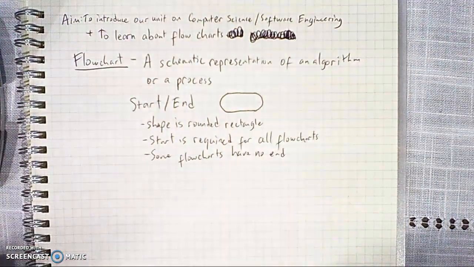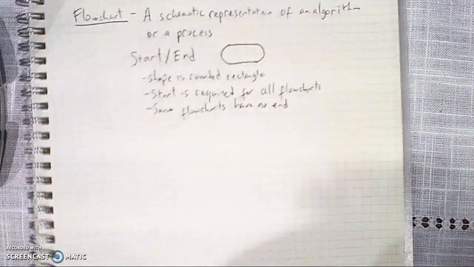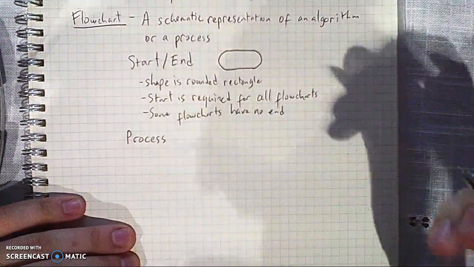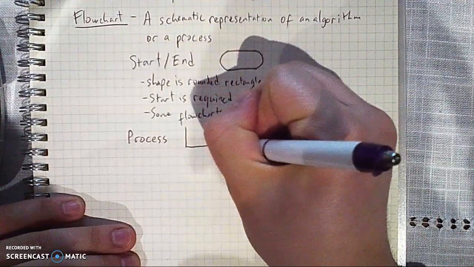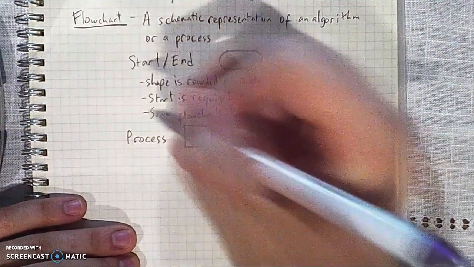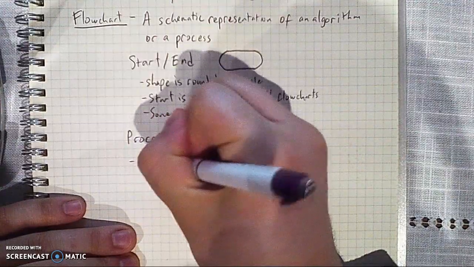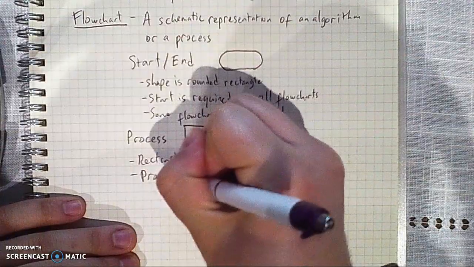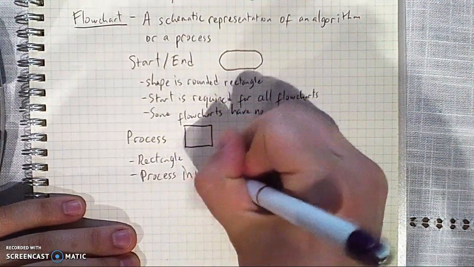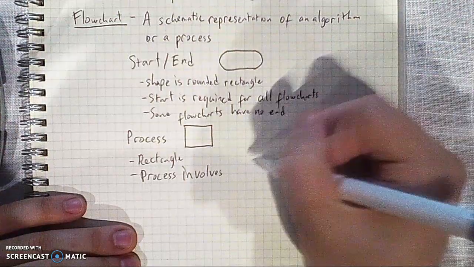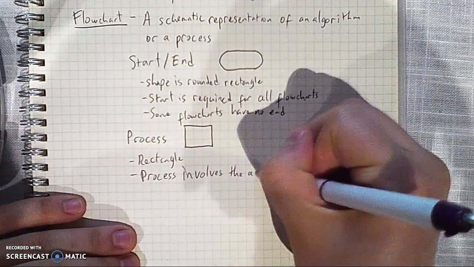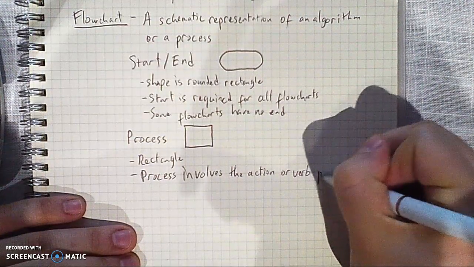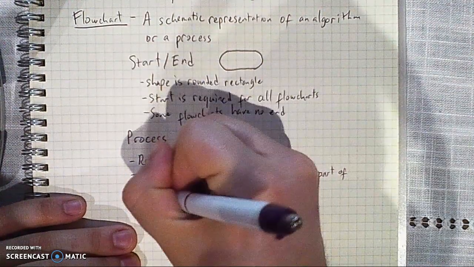The next part of a flowchart is what we call process. And process is just a rectangle. Process involves the action or verb part of the flowchart.